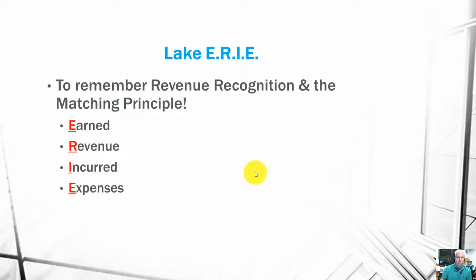So let's go ahead and take a look at Lake Erie. Remember, Lake Erie was used to remember the revenue recognition principle and the matching principle. ERIE stands for earned revenue and incurred expenses. Revenue is only recorded when earned, and expenses are only recorded when incurred. Remember that the flow of the matching principle is that expenses always follow the revenues. The revenues have to be earned, and then any associated costs, expenses have to be recorded in the same period.